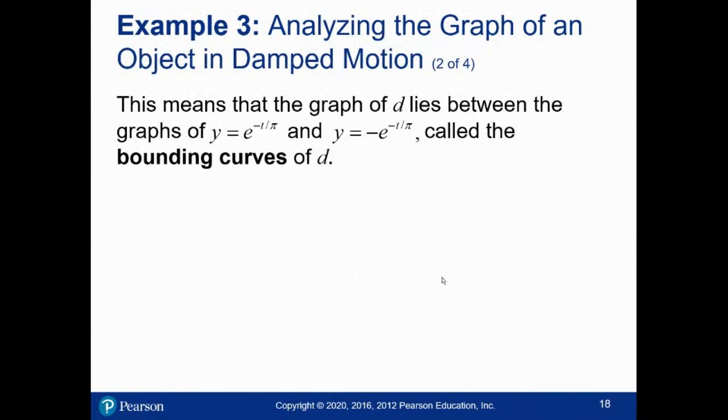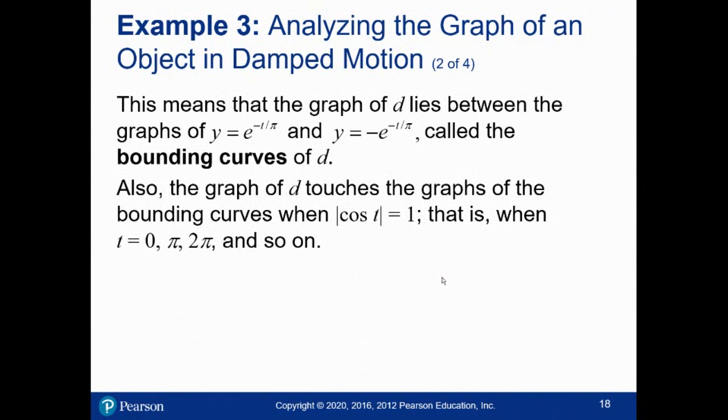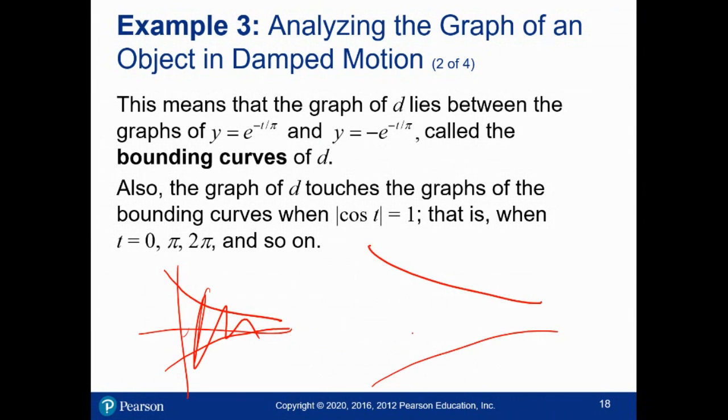So if you graph those two exponentials, they are called bounding curves. So basically, if you graph them, here's the positive one, here's the negative one. Oh, my drawing is terrible. Let me try that again. Here's the positive one, here's the negative one. They're mirror images of one another.